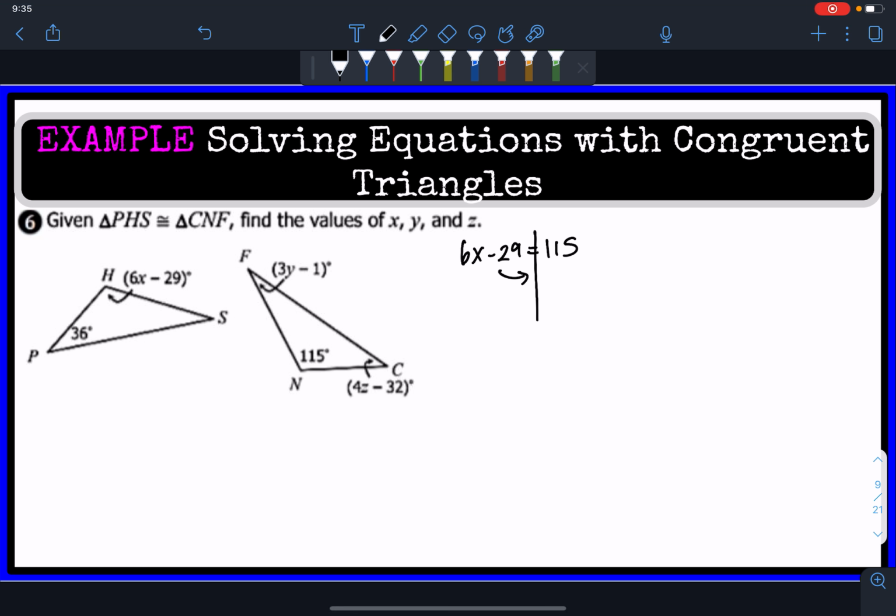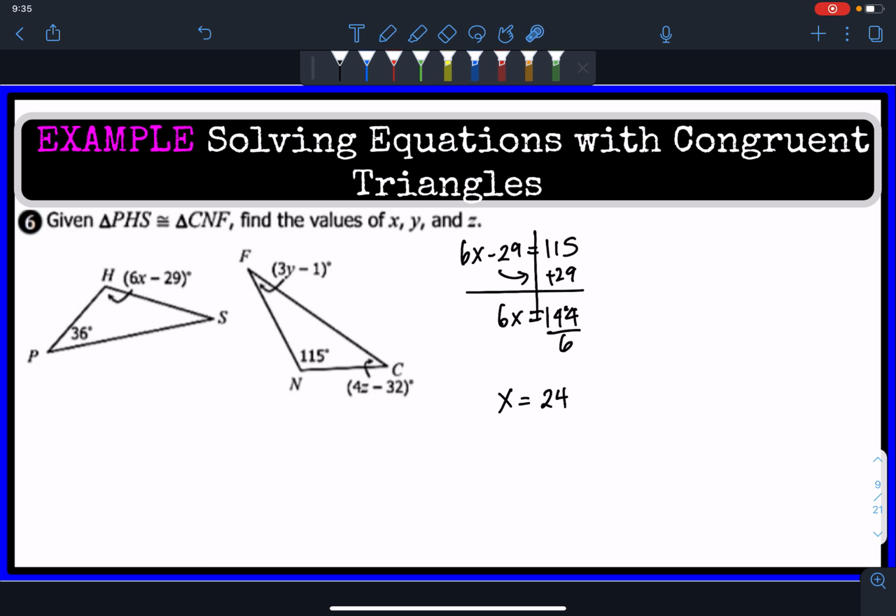So adding 29 to both sides, I get that 6x is going to equal 144. I'm going to divide by 6. And that's equal to 24. Yep, so I get 24. So I got the value of x now. Let's now look at the value of y.